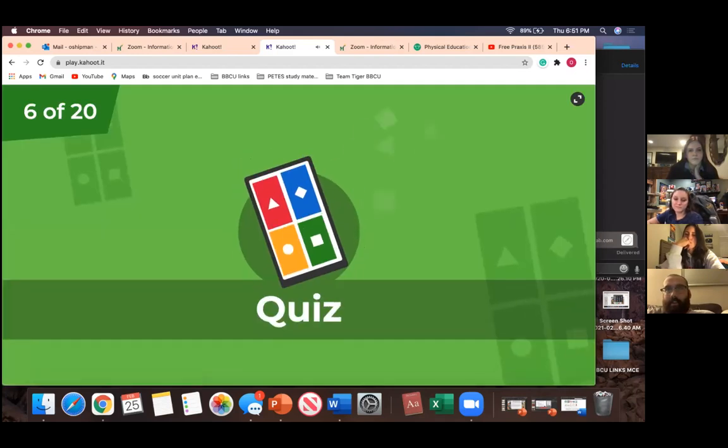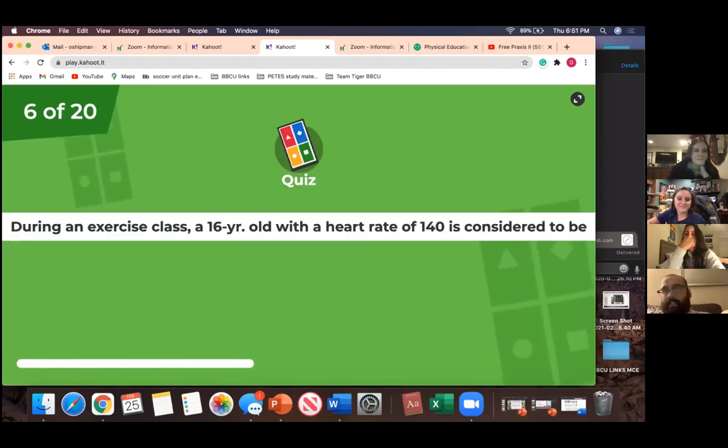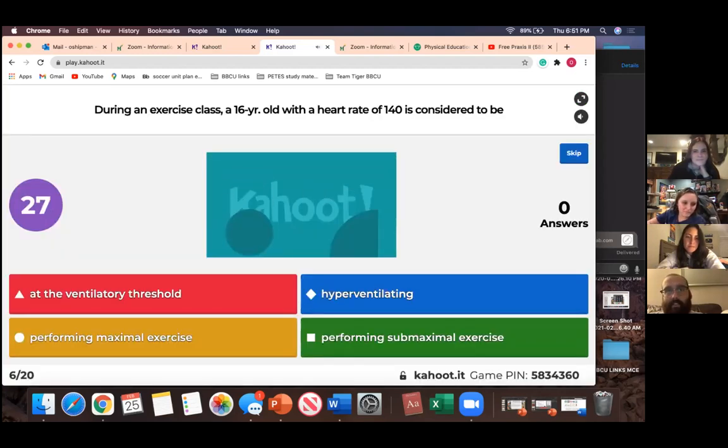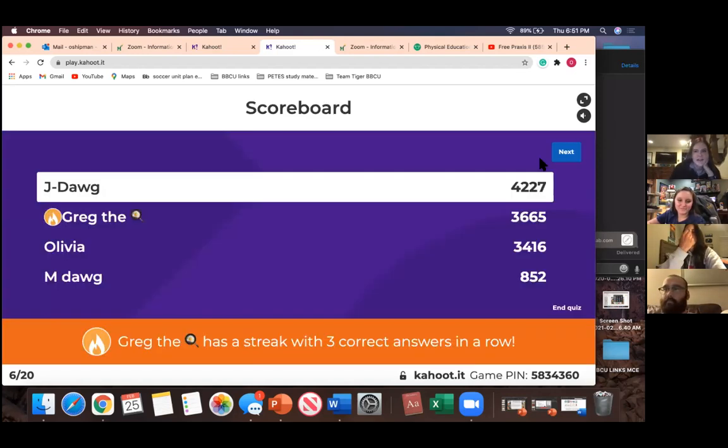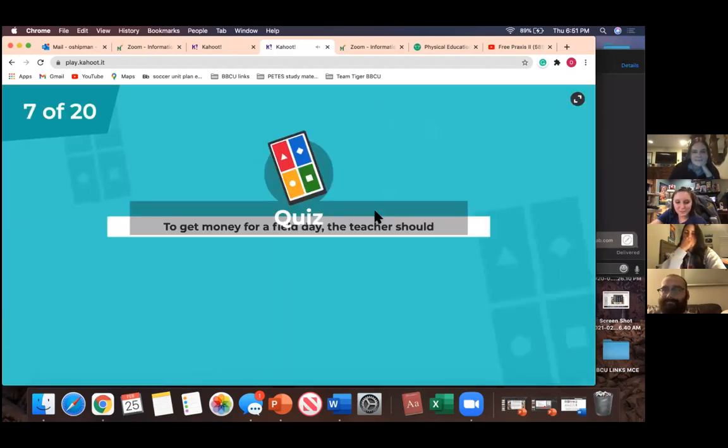Yeah, this next one. Okay. Portfolio. During an exercise class, a 16-year-old with a heart rate of 140 is considered to be at the ventilatory threshold, hyperventilating, performing maximal exercise, or performing submaximal exercise. I knew it was that one. Performing submaximal exercise. Greg the Egg took my place.